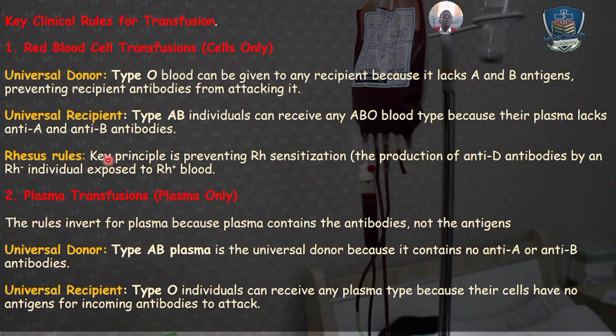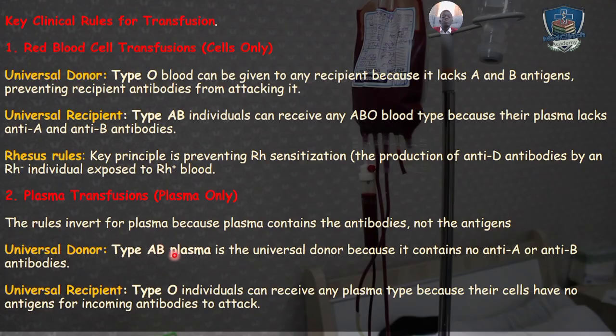Number two, using the same scenario, when it comes to plasma transfusion, maybe giving fresh frozen plasma, the opposite tends to happen. Remember in our first slide, I told you guys that the antibodies are always found in the plasma. So when it comes to plasma transfusion, we look at the antibodies. For instance, the universal donor will be type AB.